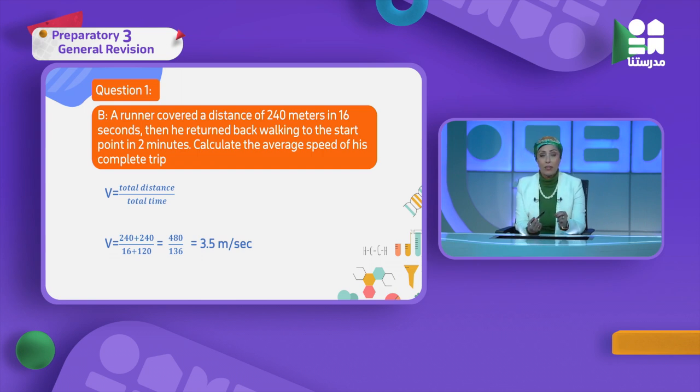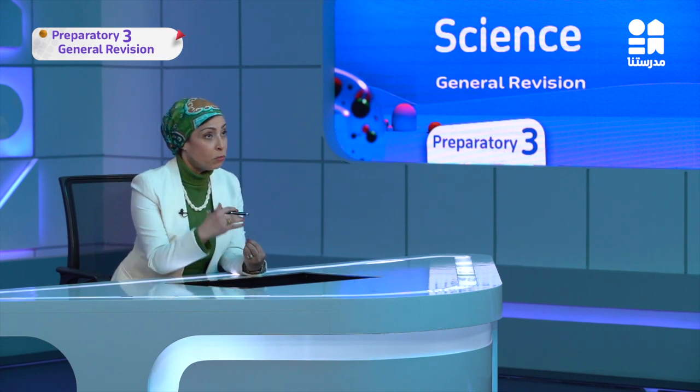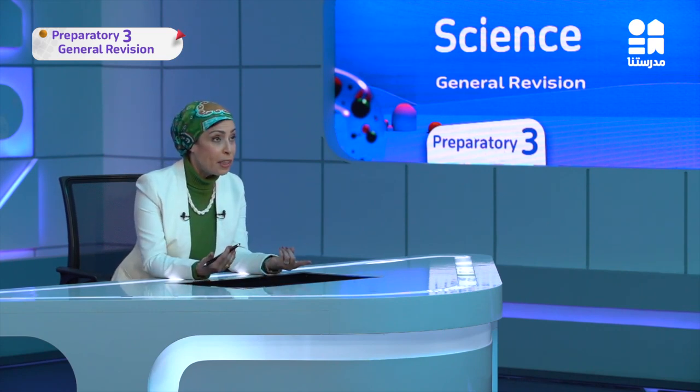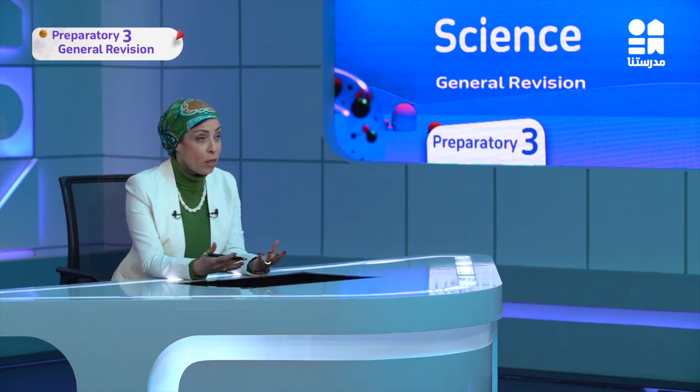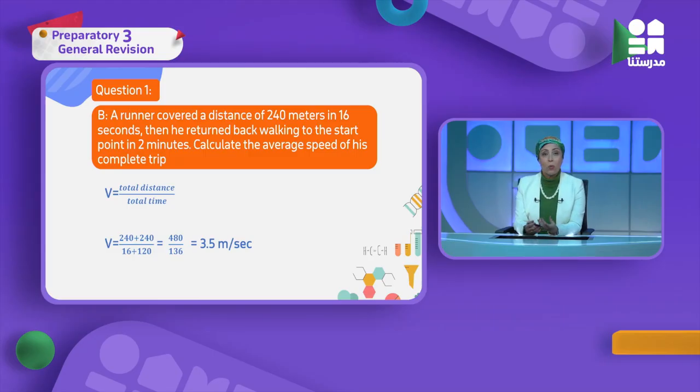Here I have to stop at a certain point. Can I add minutes with seconds? Of course not. So I have to convert the 2 minutes into seconds. How? 2 minutes times 60 equals 120 seconds. So the time written in front of you is 16 plus 120. Where does the 120 come from? Because the runner covered 2 minutes and each minute has 60 seconds, so 60 times 2 equals 120, and then the answer will be 3.5 meters per second.